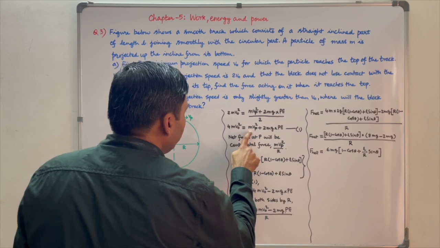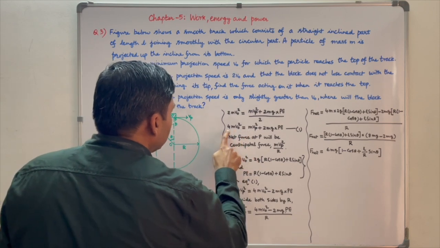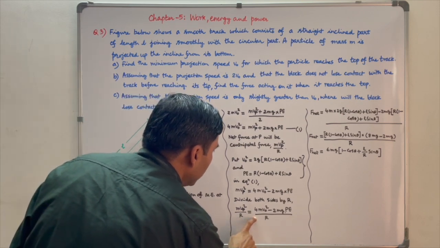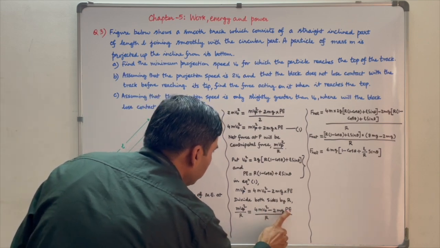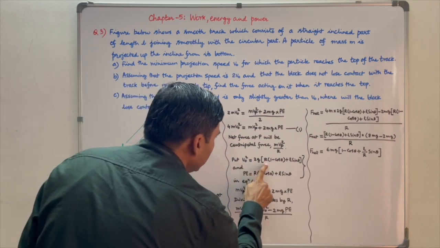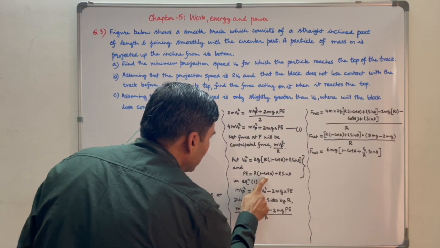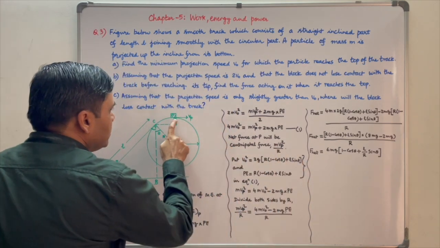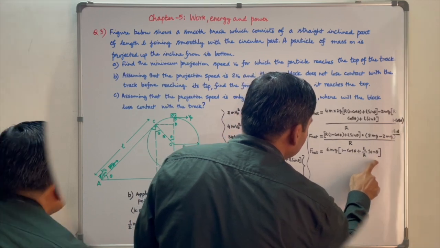We have to calculate mVp² upon r, that is the net force at point P. So divide both sides by r. That gives mVp² upon r is equal to 4mv0² minus 2mg into P upon r. Put the values of v0² and P from part A: v0² is equal to 2g into r into (1 minus cos theta plus L sin theta), and P is equal to r into (1 minus cos theta plus L sin theta). This gives the net force at point P as 6mg into (1 minus cos theta plus L by r sin theta).